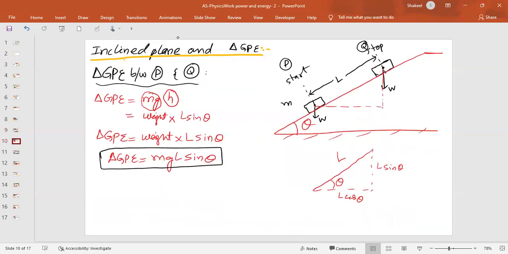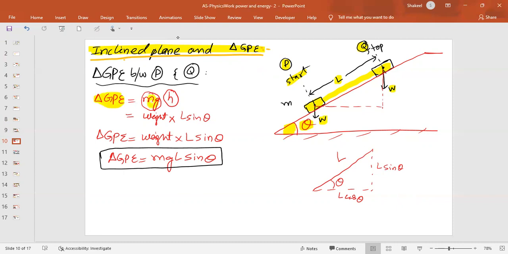Well, let's look upon some interesting cases now. Inclined plane and GPE. Sometimes an object is going to move on an inclined plane with an inclination of theta. Let's say the object was initially at point P, the start point, and then you moved it up to this position and stopped it at point Q. You move it for length L, and its weight is W. So what you have to do is find the change in GPE between position P and Q.